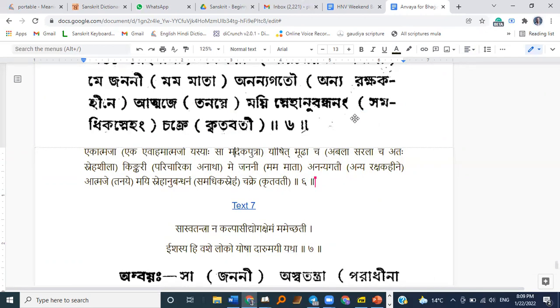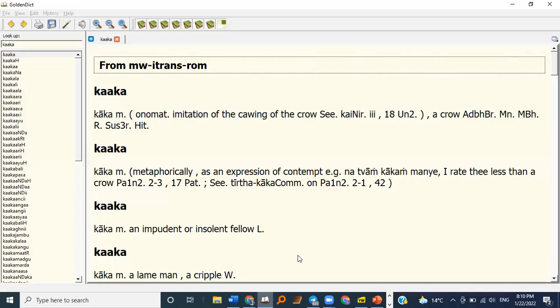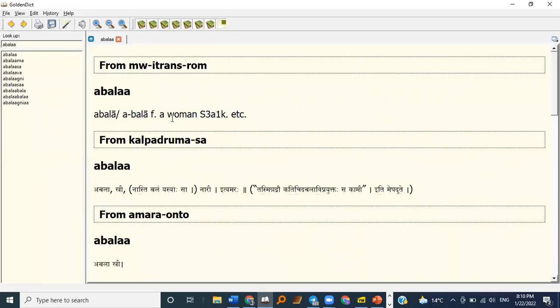Now Narad Muni is telling about his mother. How was my mother? Narad Muni is saying Ekatmaja. Ekatmaja means my mother had only one son, which was myself, and she was like Yoshit. Yoshit means a lady, and she was Mudha. Now Mudha doesn't mean a fool here. Mudha here, the gloss says Abala Sarla Cha. She was like helpless, Abala, because she was alone. Abala also means a woman.